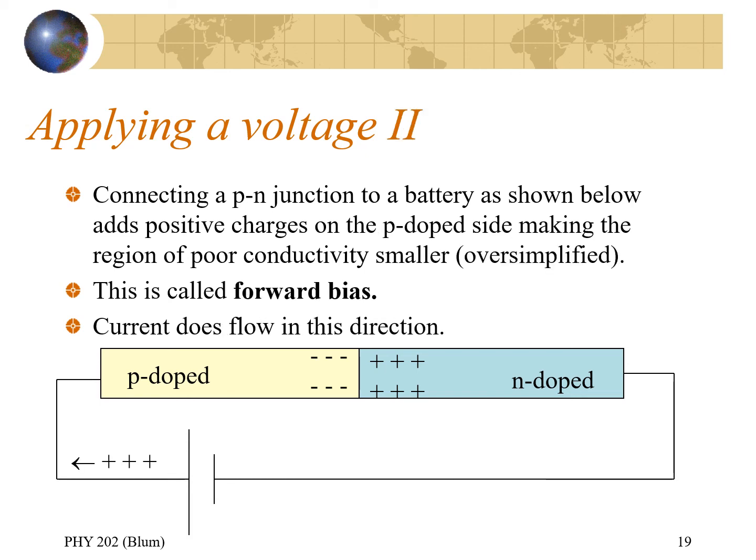But if we turn our battery around and now have the positive side of the battery connected to the p-doped, so the battery is sending out positive charges now into the p-doped side of the p-n junction, and the p-doped side is where we have the net negative charge, then these positive charges are relieving the situation, making that region of poor conductor smaller, and then allowing it to improve its conductivity. And this is a direction in which we will get some flow, and it's known as forward bias. This is a little oversimplified, but it's the basic idea.